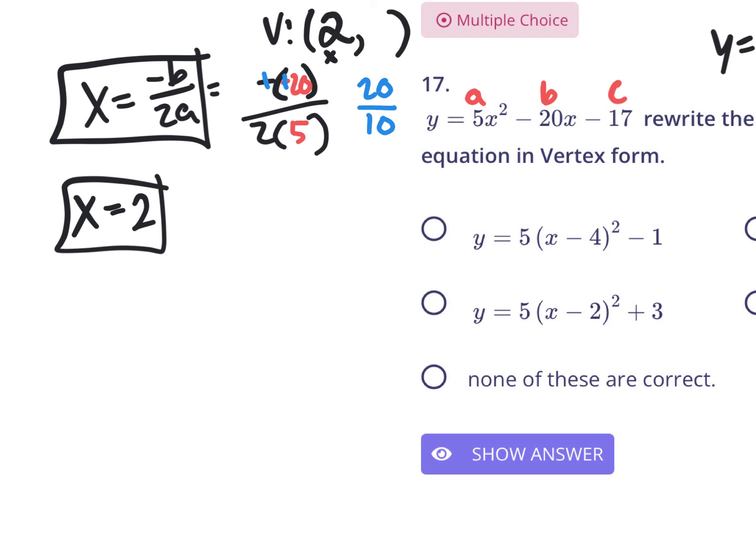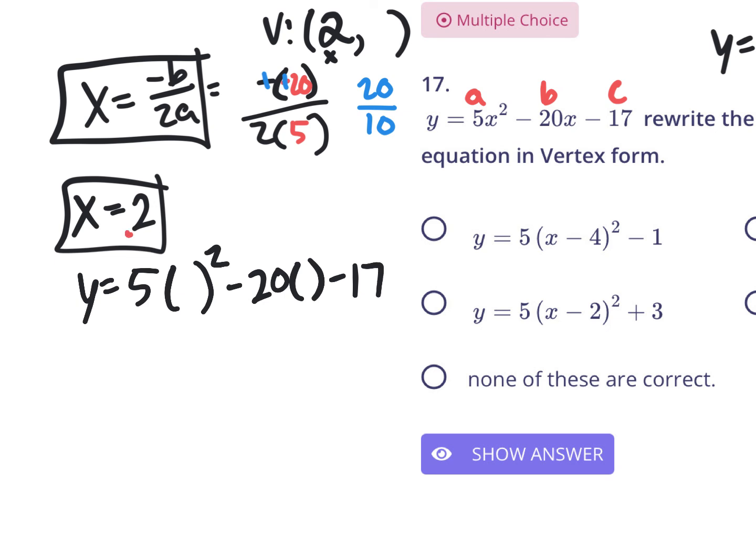If you have the x and you want the y, all you have to do is rewrite your entire quadratic trinomial equation, but put parentheses in place of x's. That way you could plug in that x value of 2 right into those x's. So let's do that. I'm going to rewrite it exactly the way it is. y equals 5, parentheses squared, minus 20, parentheses, minus 17. And we are plugging in the x value of 2 right there and right there. You could use a calculator on this part.